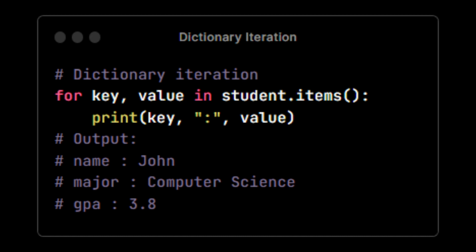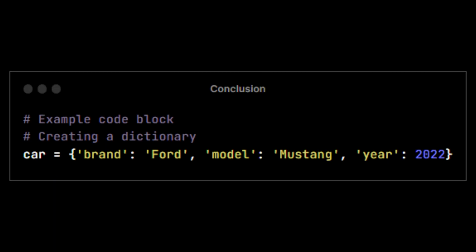Dictionary iteration. You can iterate over a dictionary using a for loop. In this example, we'll iterate over the student dictionary and print each key value pair. Dictionaries are a versatile data structure in Python that allow you to store and manipulate key value pairs. By mastering dictionary operations, you can efficiently organize and retrieve data in your Python programs.